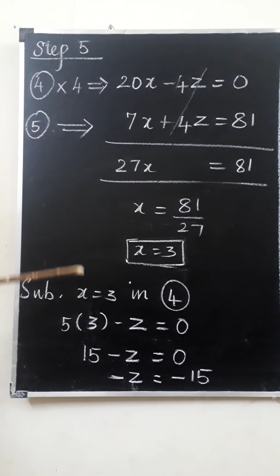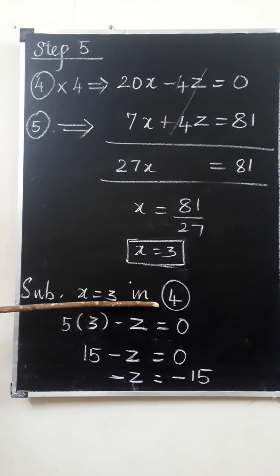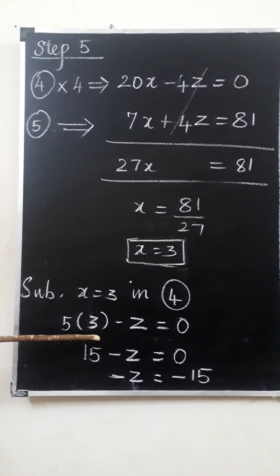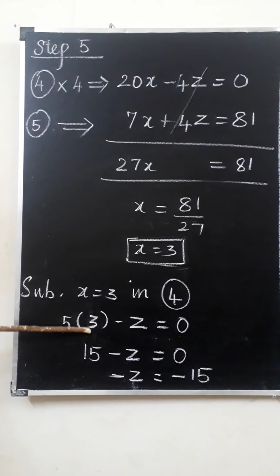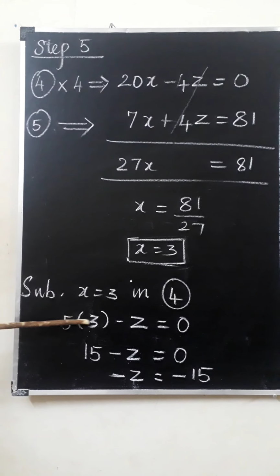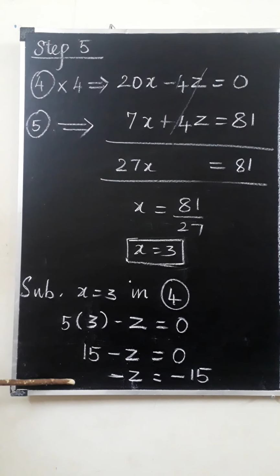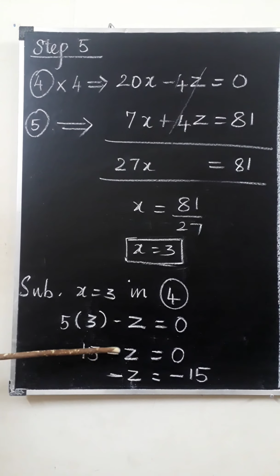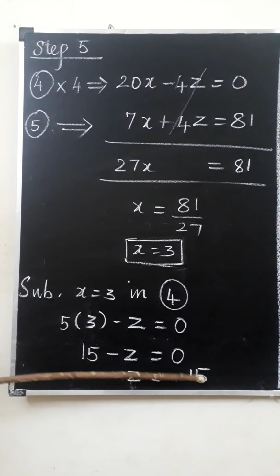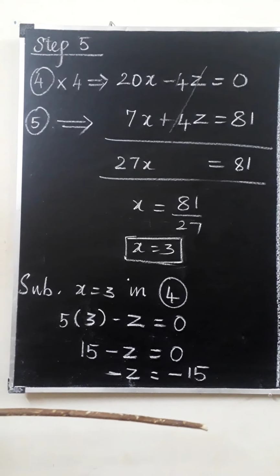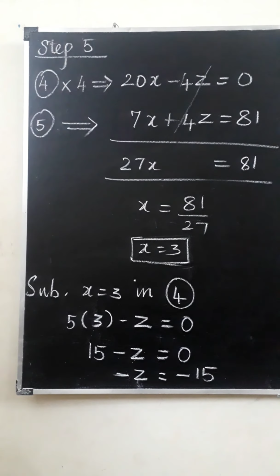Then substitute the value x is equal to 3 in the fourth equation. What is the fourth equation? 5x minus z is equal to 0. So in the place of x we have to substitute 3. 5 into 3 minus z is equal to 0. 5 3s are 15, minus z is equal to 0. Minus z is equal to minus 15. Then z is equal to 15. We got the value of z.